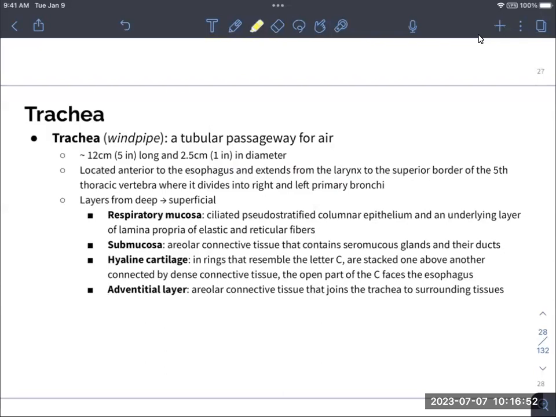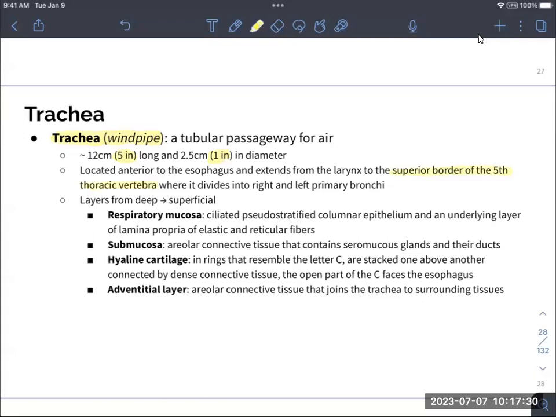Onto the trachea. So we've just passed through that larynx. The trachea is also known as the windpipe. It's about 5 inches long, about an inch wide. It is in front of the esophagus. And it will travel down to just at the top of the 5th thoracic vertebra. At that point, it is going to divide into a left and a right.